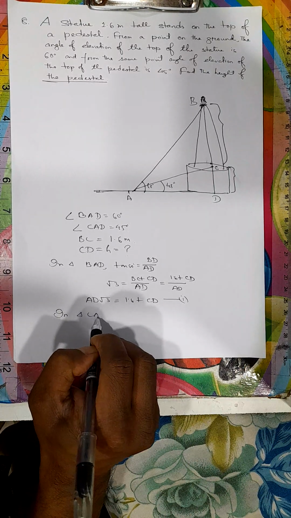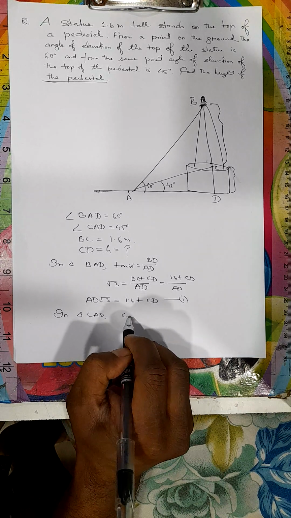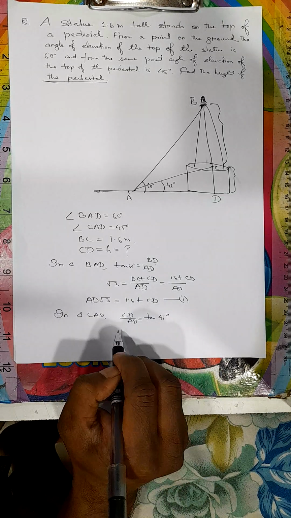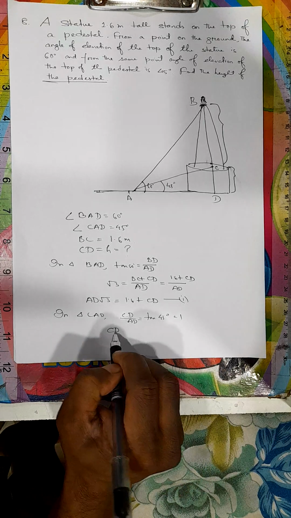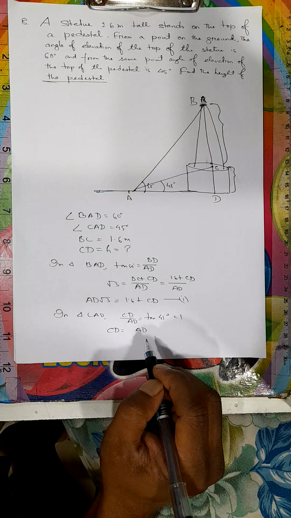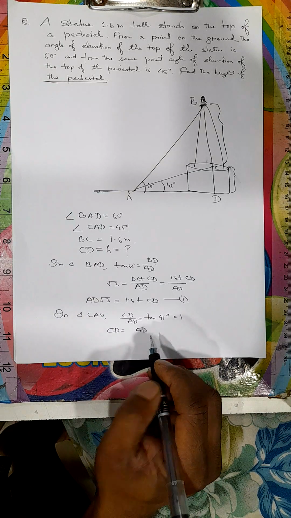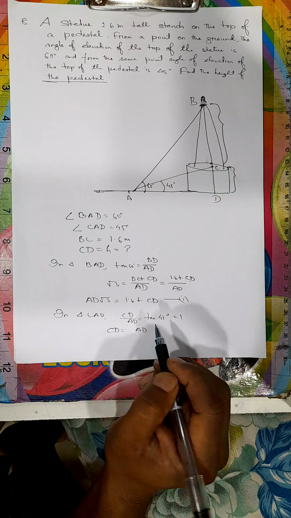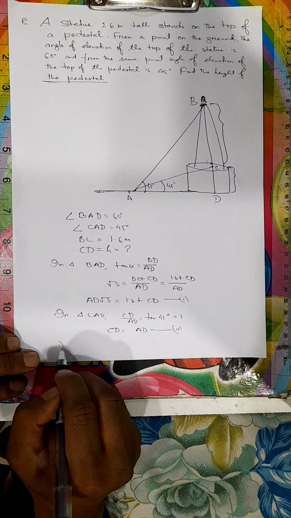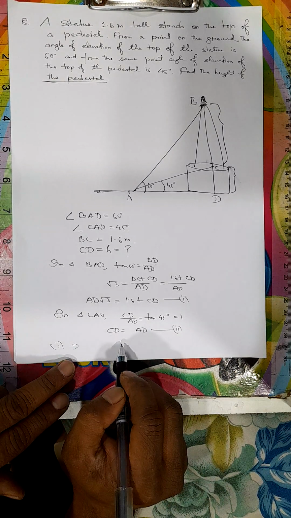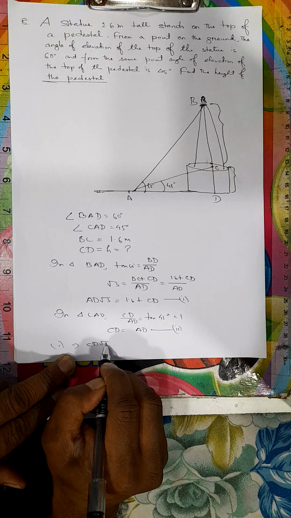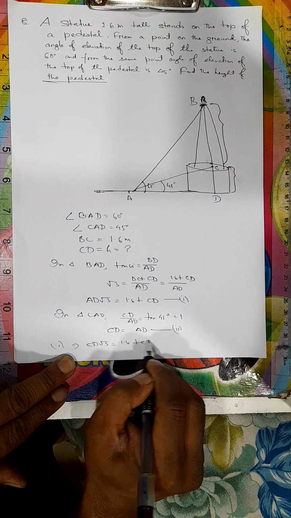In triangle CAD, you find that CD by AD equal to tan 45 degrees. That is 1. Therefore, CD equal to AD. Right? So we have to find CD now. Therefore, from equation 1, you can replace AD with CD. CD square root of 3 equal to 1.6 plus CD.